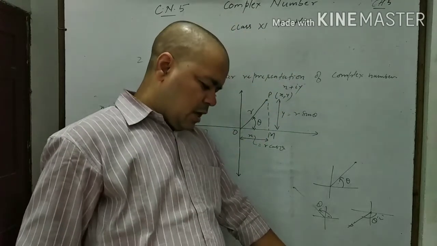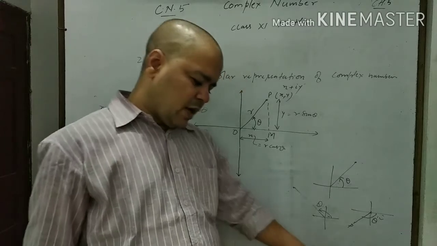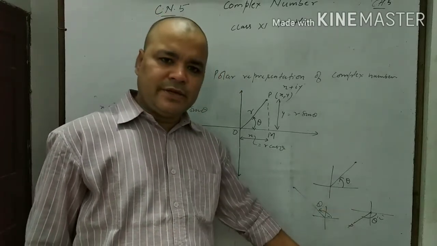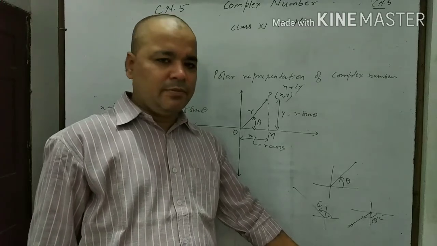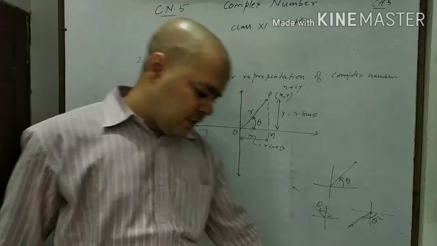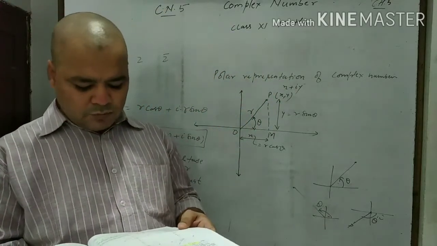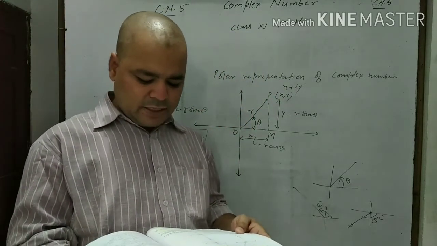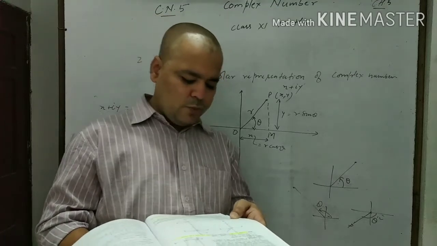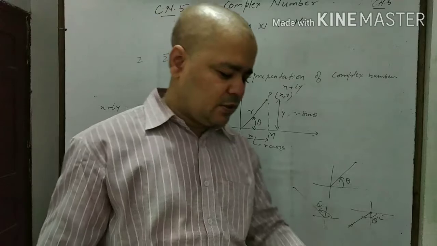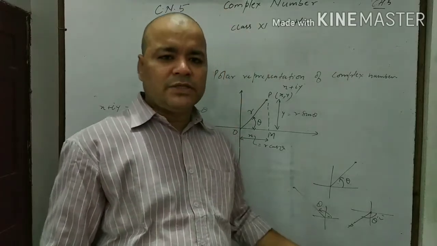One more thing, complex number 0 cannot be put into the form r cos theta plus i sin theta. Remember it. Complex number 0 cannot be put into the form r cos theta plus i sin theta, and so the argument of 0 complex number does not exist. Very important thing. It may be asked in any competition.